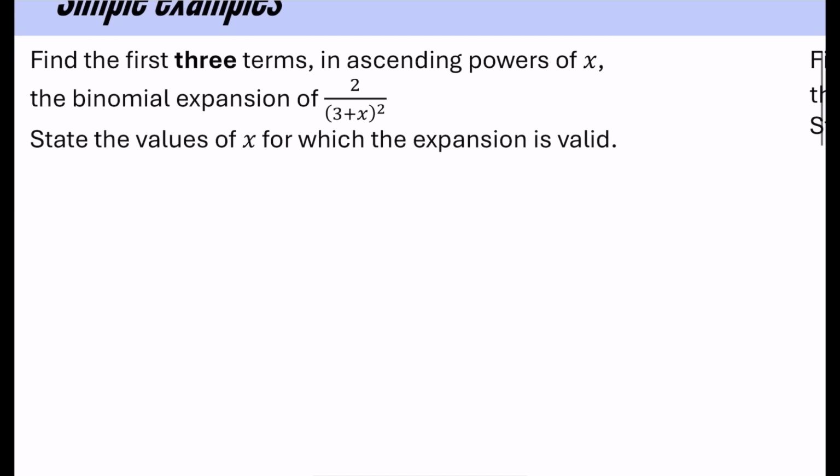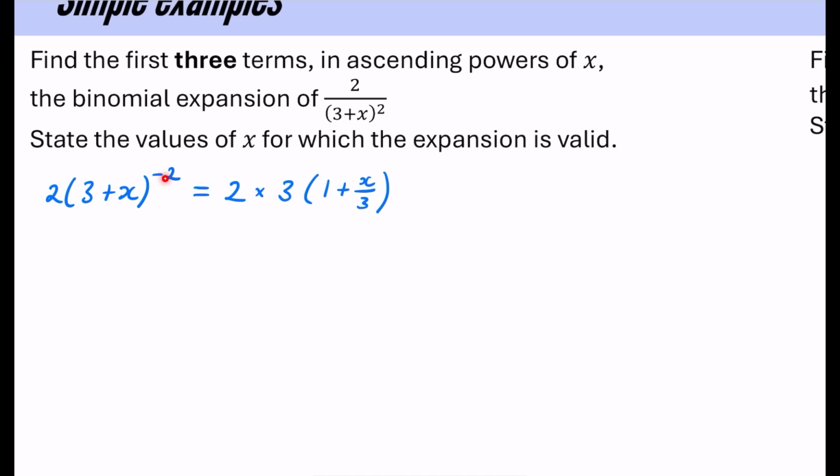So I'm going to change this from being 2 over (3 plus x) squared to 2 multiplied by (3 plus x) to the power of minus 2. Now don't worry about that 2 that's outside the front, we can leave that there, but we are going to need to change this from a 3 to a 1. So I'm going to be dividing both of these things by a 3 and putting a 3 outside the bracket. Now when I put that 3 outside the bracket, it would be a 1 plus an x over 3. They've both been divided by 3.